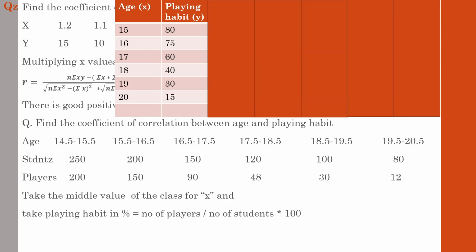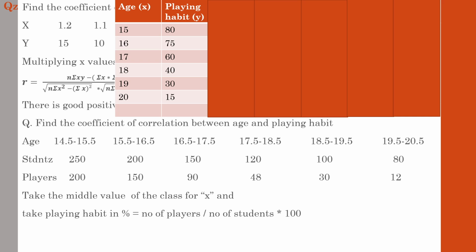Here x and y is already given in the question. In the question means just extracted the first step. Age, here age is given in the class. We took the middle value of each class. That is given in the table: 15, 16, 17, 18, 19 and 20. And next one y. Y is obtained by using the equation number of players divided by number of students into 100.